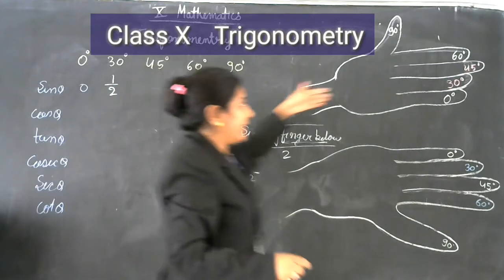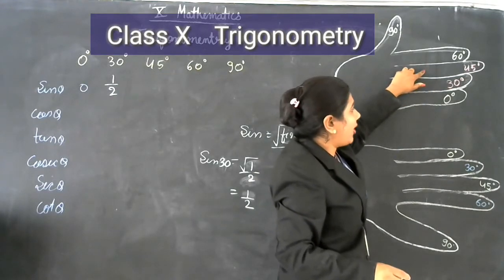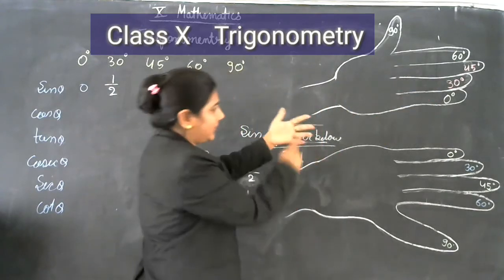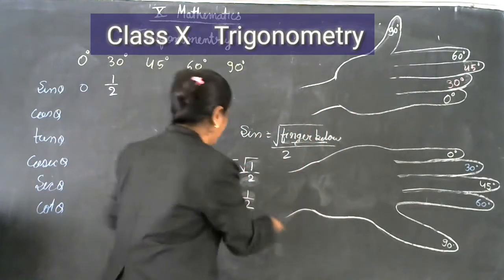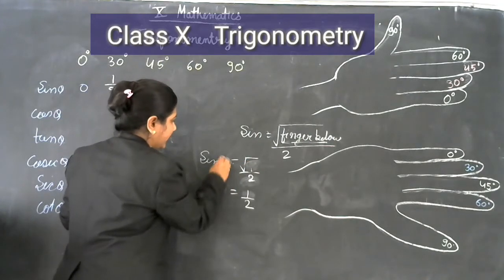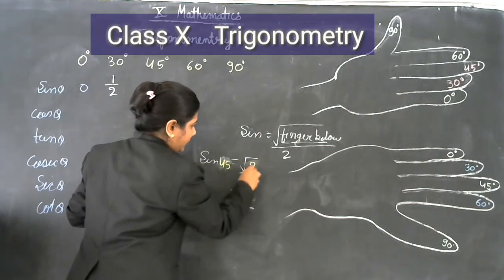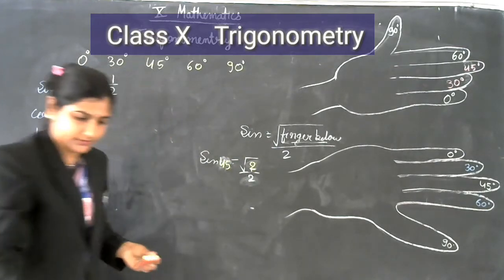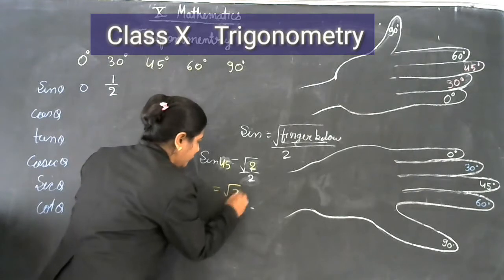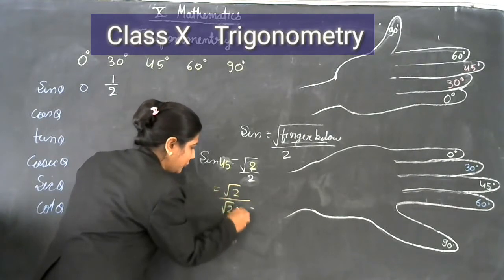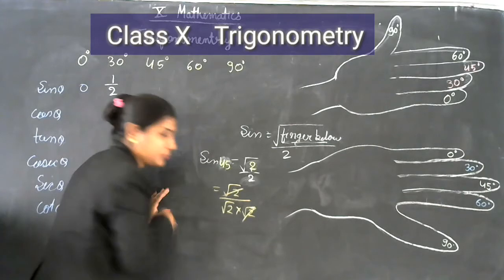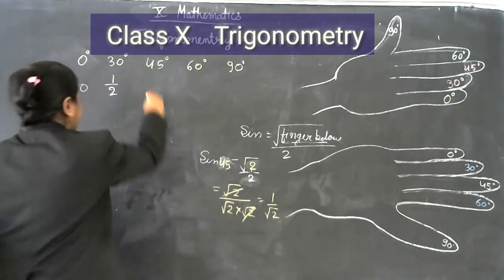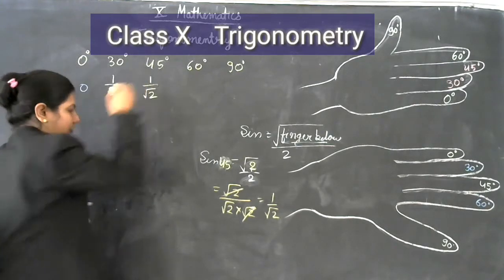Now for sin 45. For 45, how many fingers below the middle finger? 1 and 2. So for sin 45, root 2 upon 2. And we can simplify: root 2 we can write as root 2 into root 2, root 2 cancels. So what remains? Only 1 upon root 2. So sin 45 equals 1 upon root 2.